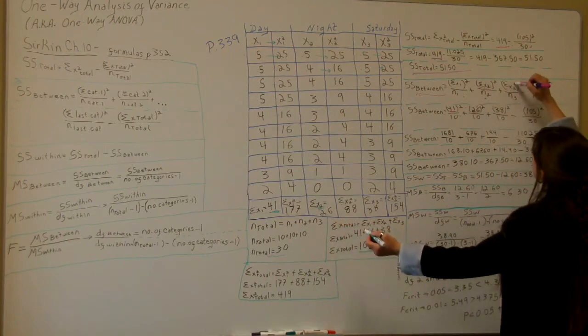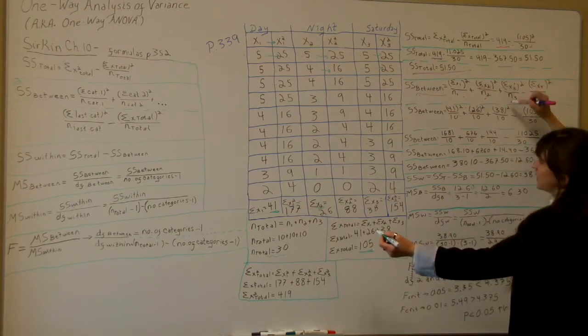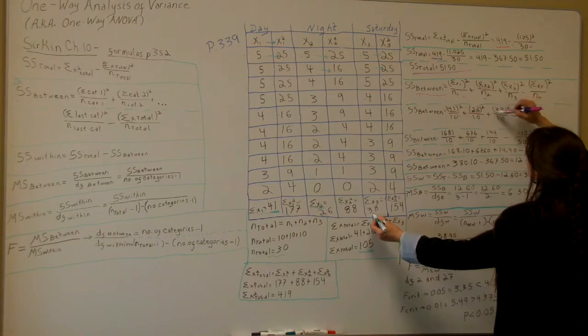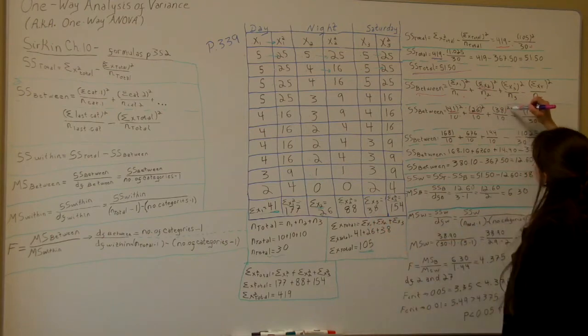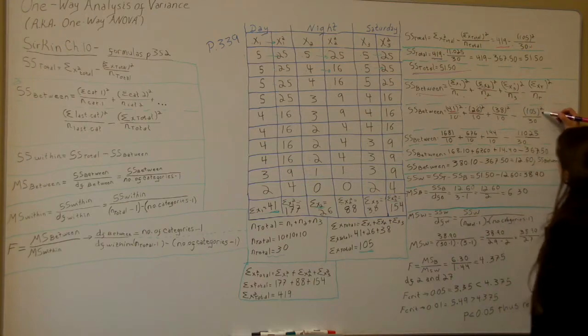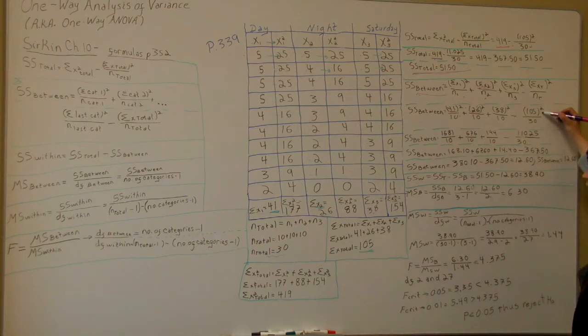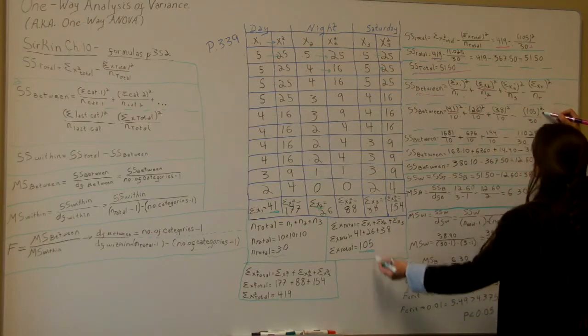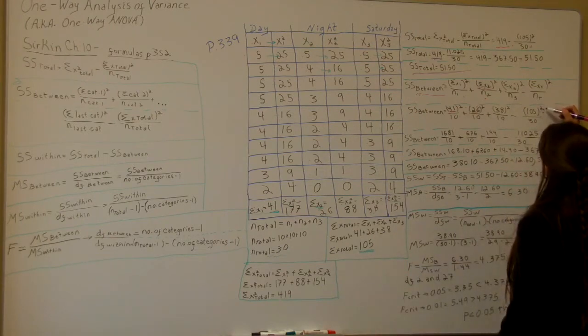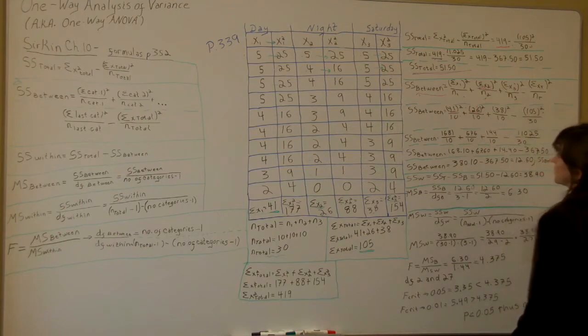And then our next number, our summation x subscript 3, which is 38, goes over 10, and that will be squared. You subtract that from your total number, your summation x total, which again is 105, and that's going to be squared later, divided by 30. So the first thing we do is we square that number up top.